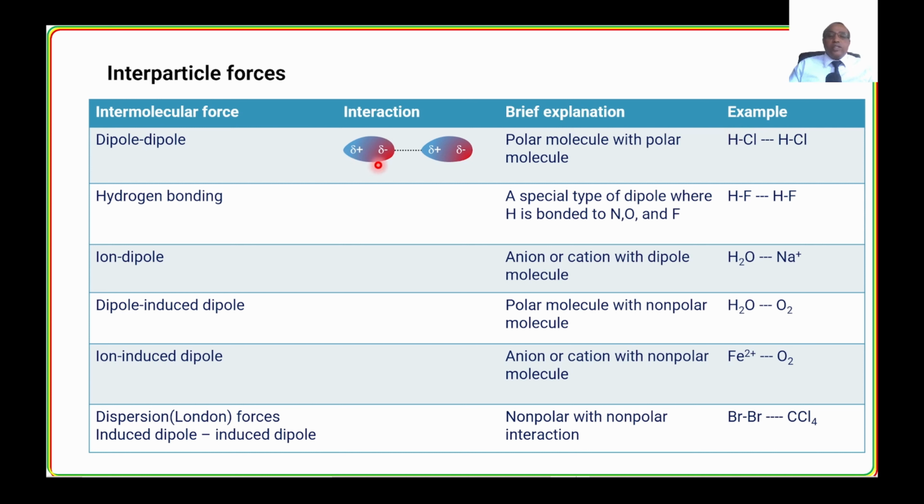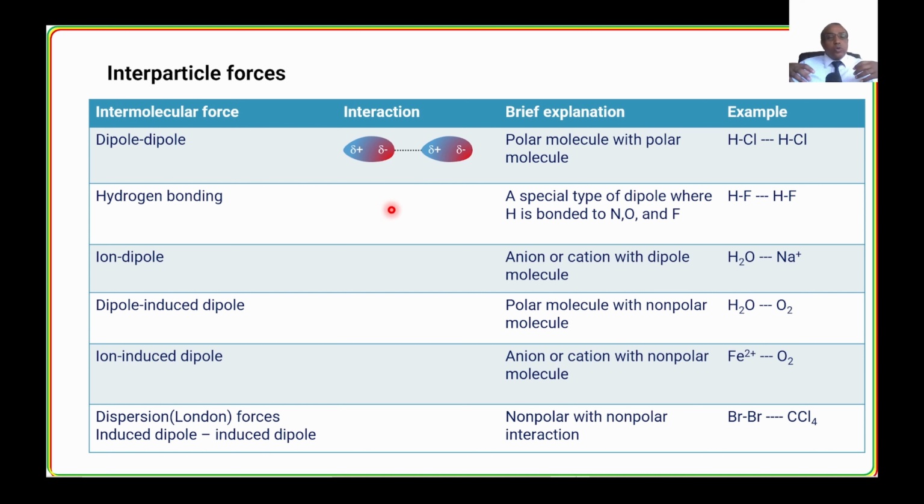When this molecule interacts with another hydrogen chloride molecule, it will interact with its negative end, the chlorine end, with the positive end of the other molecule, in this case the hydrogen end. This interaction, we call it a dipole-dipole interaction or dipole-dipole attraction. This kind of interaction is observed between polar molecules. So in polar molecules, you would expect dipole-dipole interaction.